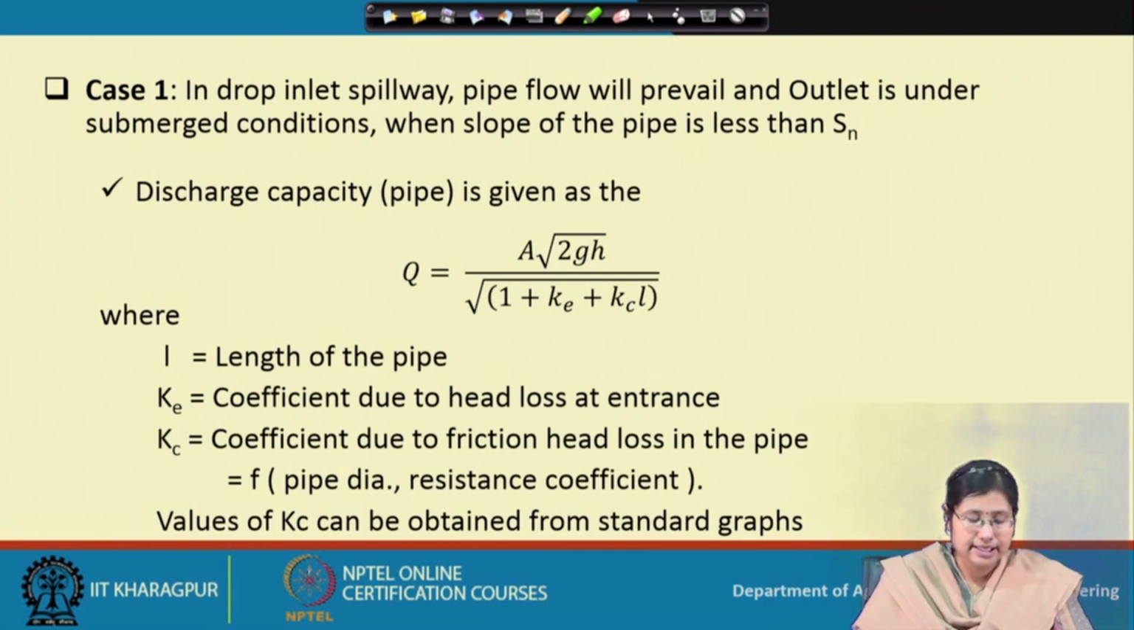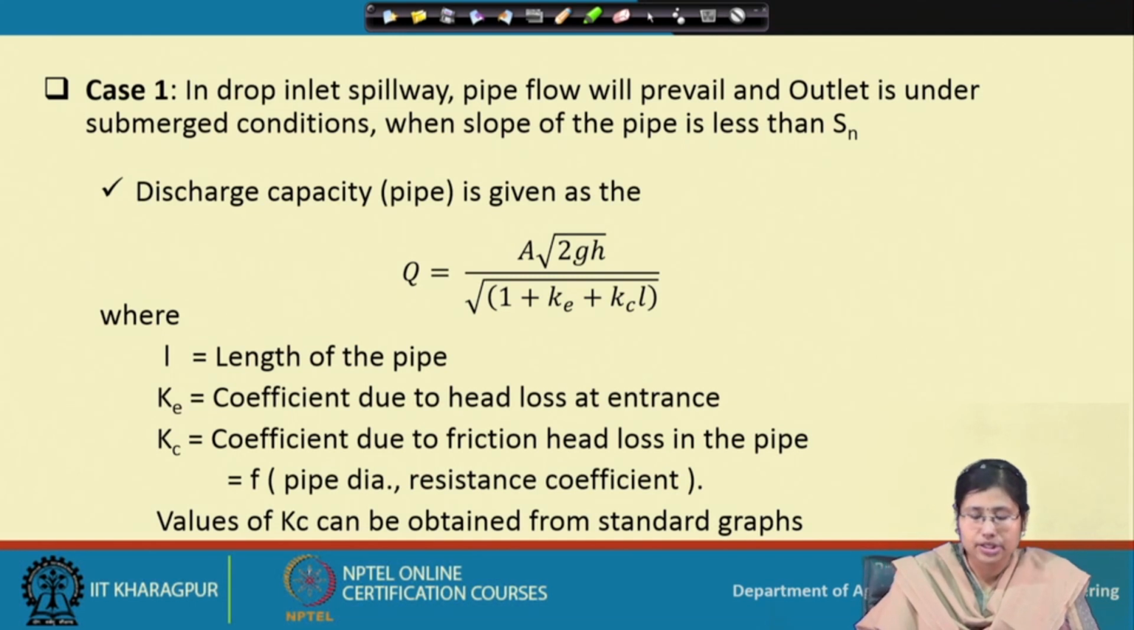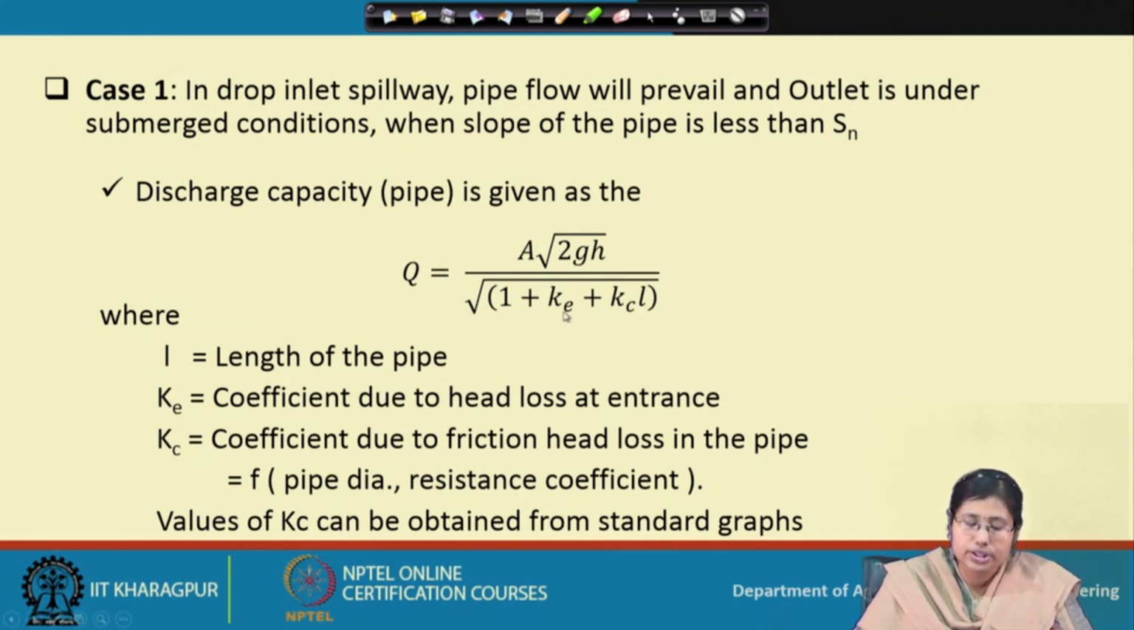Here L is the length of the pipe, Ke is the coefficient due to head loss at the entrance and Kc is the coefficient due to frictional head loss in the pipe, where it is a function of pipe diameter and the resistance coefficient. Values of Kc can be determined from standard graphs or tables.